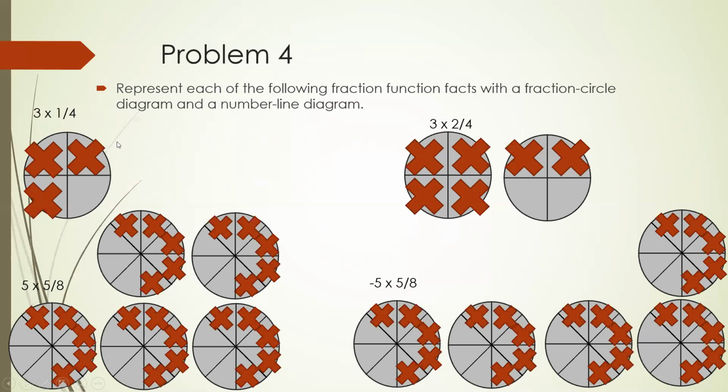So I put an X. There's 1 1/4. Another X. There's 2 1/4. Another X. There's 3 1/4. So we can count it together. We got 1, 2, 3 out of 4.